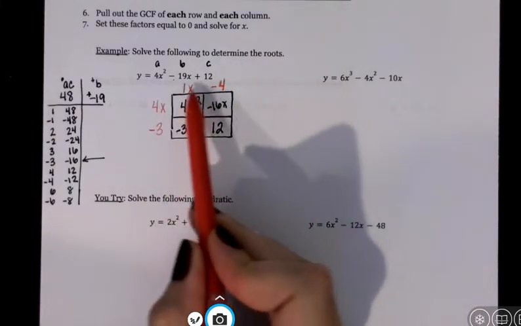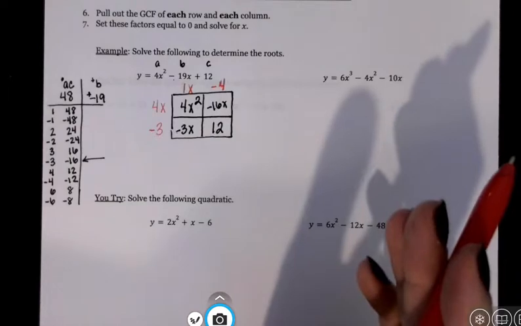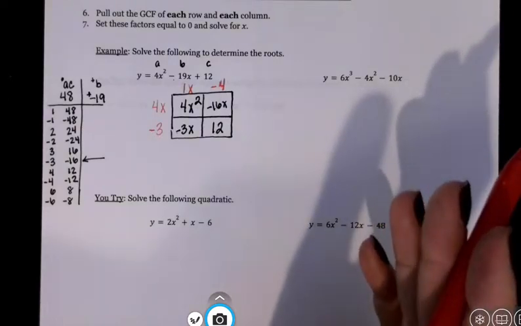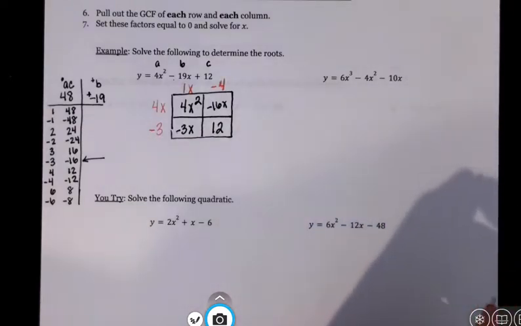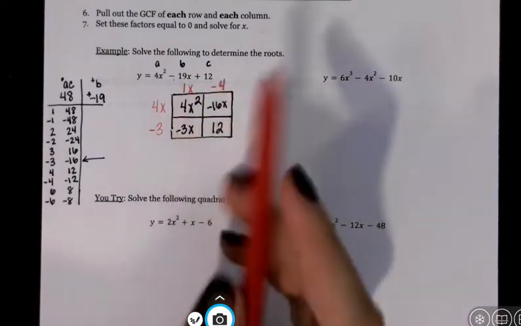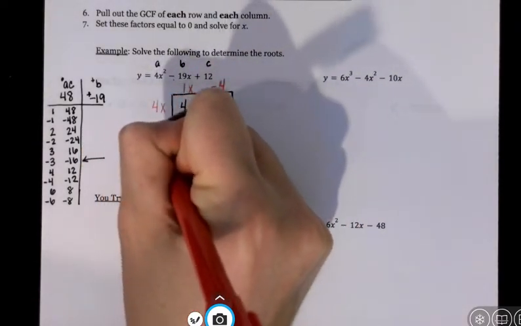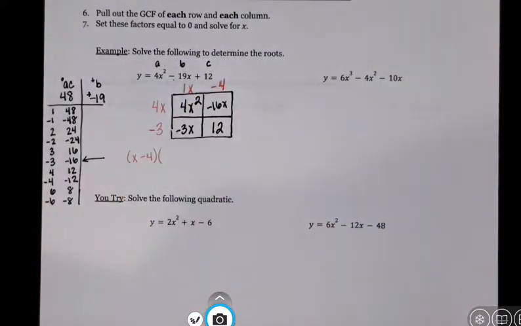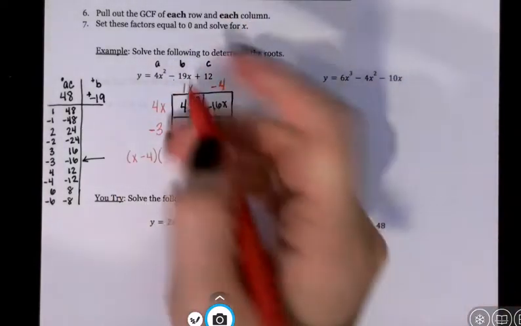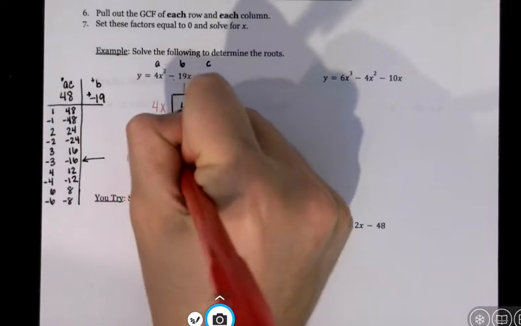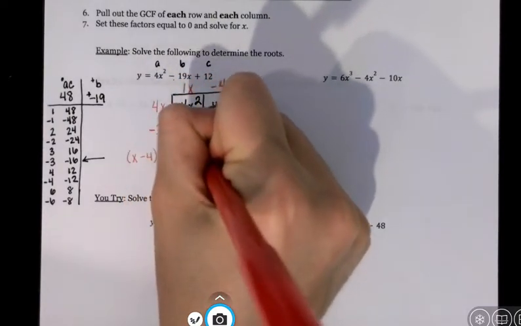What we just found in the red pen are the factors, how we would write it in factored form. So if I take my top, I would have x minus 4 in one set of parentheses. And then I take my side, I have 4x minus 3 in my other set of parentheses.